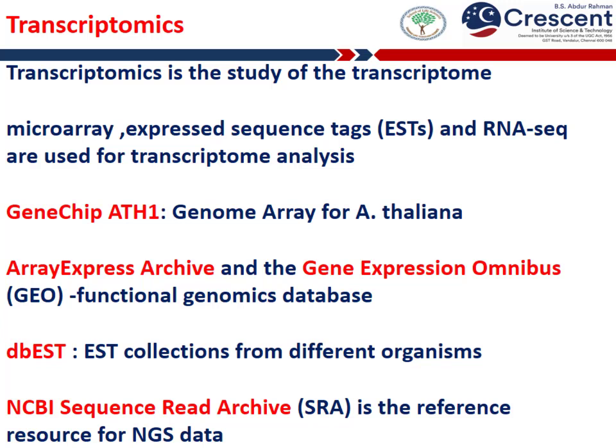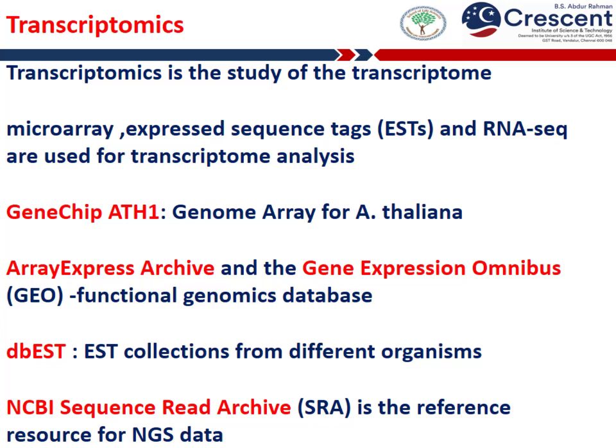With the development of the gene chip ATH1 genome array for Arabidopsis, probe sets for around 24,000 genes were designed, disseminating the use of microarray analysis in plant sciences. The ArrayExpress Archive and the Gene Expression Omnibus are the main public collections of functional genomics data currently available.